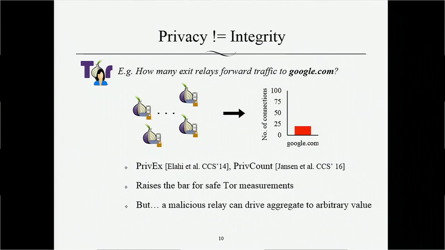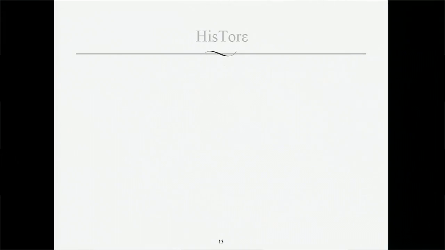However, I would like to remind you that Tor is a volunteer-operated network, so relays can behave maliciously. Let's assume there is just one malicious relay, a single malicious relay. It could drive the value to some arbitrary value, like 100 connections. So this is by just the presence of one relay. However, this is outside the threat model of PrivEx and PrivCount, but here is where HisTorE comes into the picture. HisTorE addresses this attack.